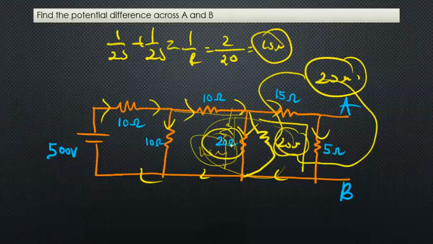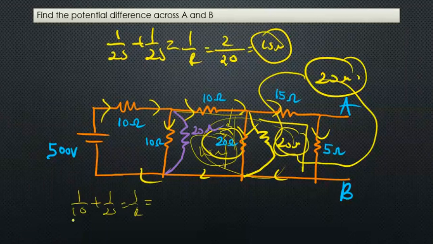That means we have 20 ohms across here. Now this 20 ohms and 10 ohms are parallel. So 1 over 10 plus 1 over 20 equals 1 over R. The common denominator is 20, so 1 plus 2 is 3 over 20, so 20 over 3 is the resistance between these two points. Now we can easily share the 500 volts between the 10 ohms and 20 over 3.